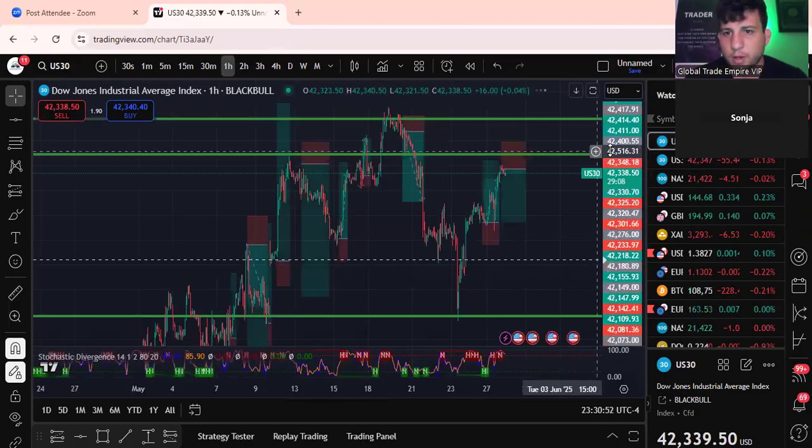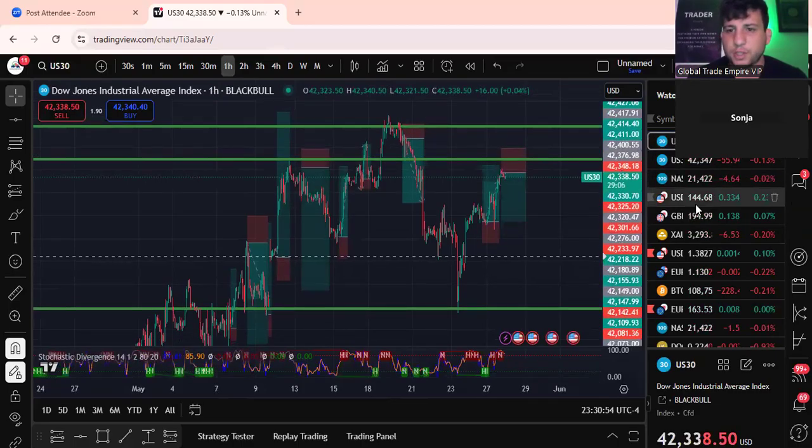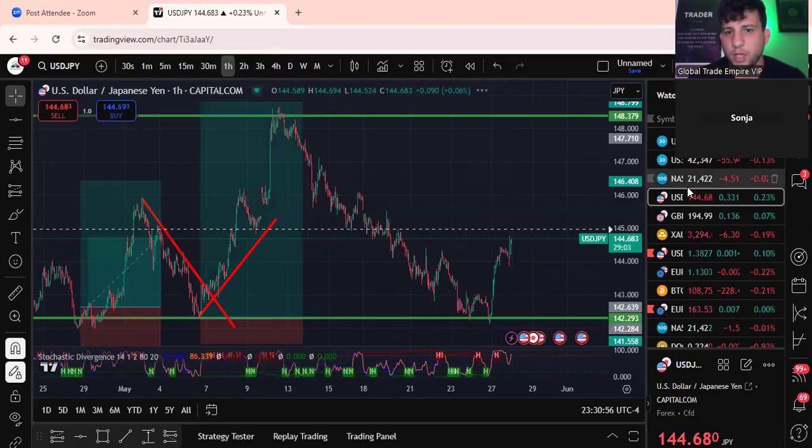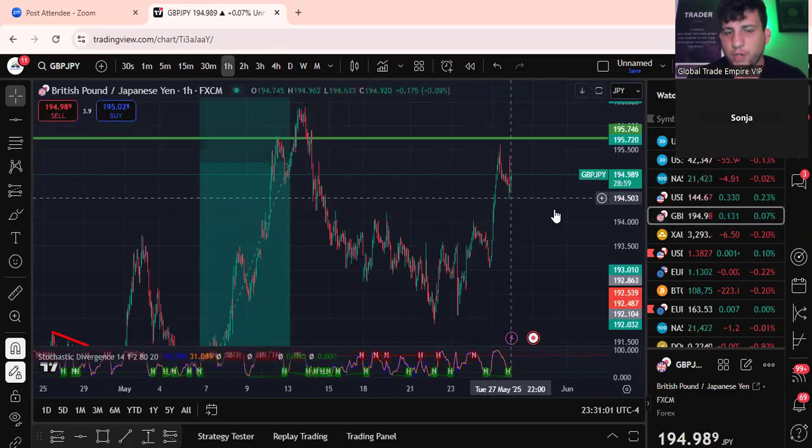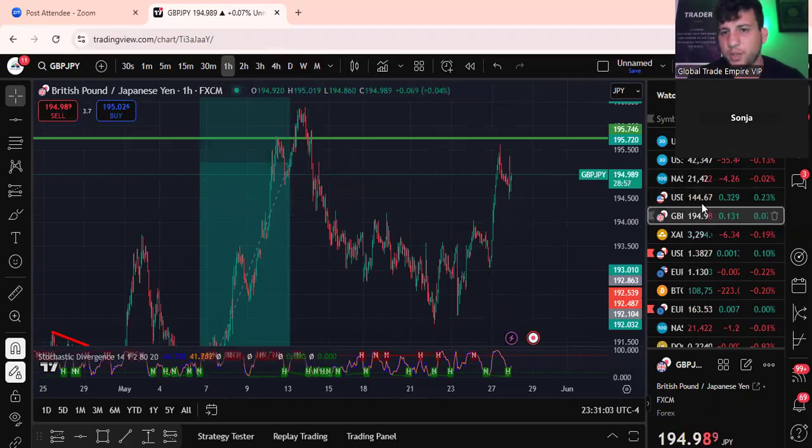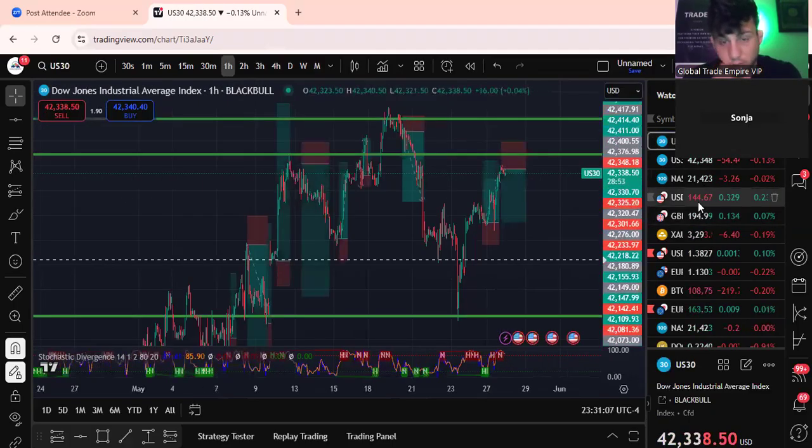And there's pairs that correlate, like USD JPY and GBP JPY usually do what US 30 does. So you were trading the US in the Japanese yen. Yeah.